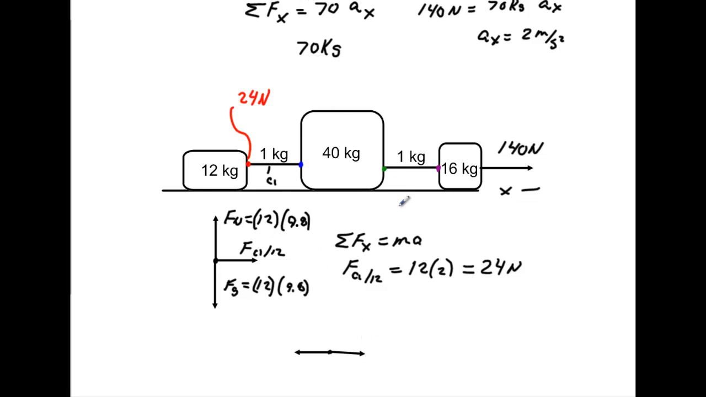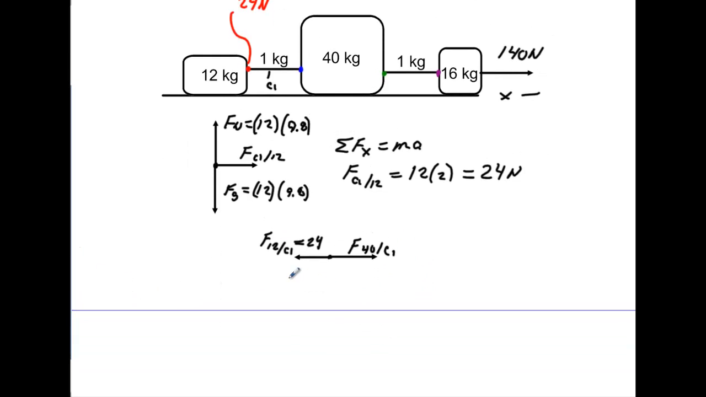Now in this problem we found 24 newtons, that the force that cable 1 was pulling on the 12. So we must say that the force that 12 is pulling on C1 must also equal 24 newtons, because there's a force pair right there. Let's straighten this vector up. It doesn't look right. Okay, so then we'll call this F, the F that 40 is placing on C1.